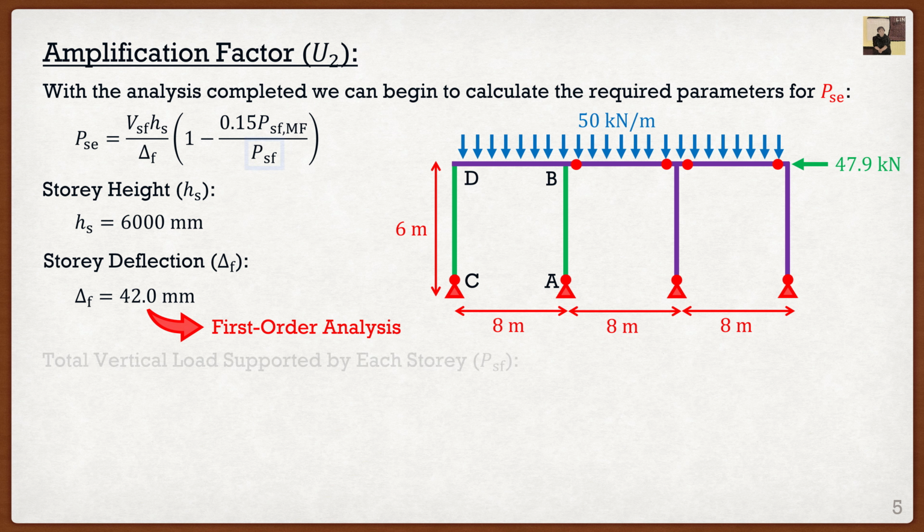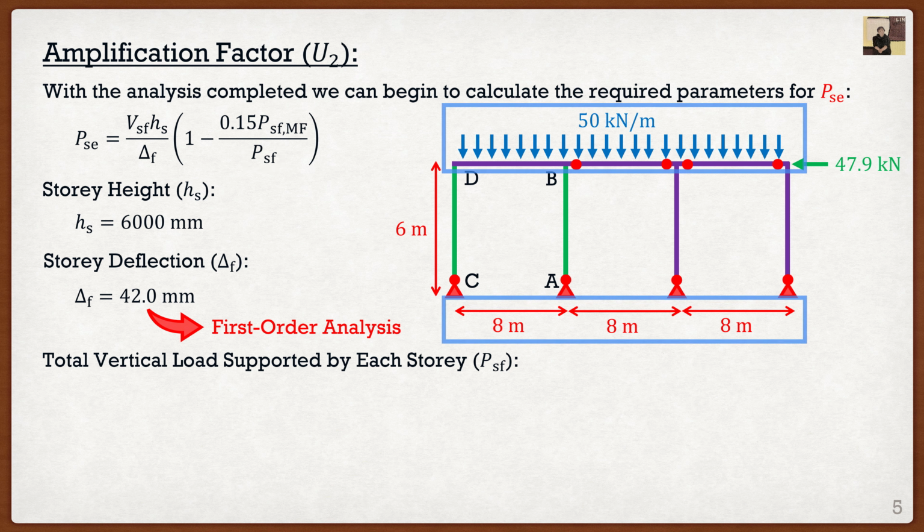The next parameter, again, is pretty simple. We have PSF, which is the total vertical load supported by each story. If we look here, we only have one story, which is nice, and the total vertical load is that 50 kilonewtons per meter. Now, PSF is going to have units of kilonewtons. It's an axial load, or a concentrated load if you want to think of it like that. So what we need to do is take that 50 kilonewtons per meter and convert it into a single load.